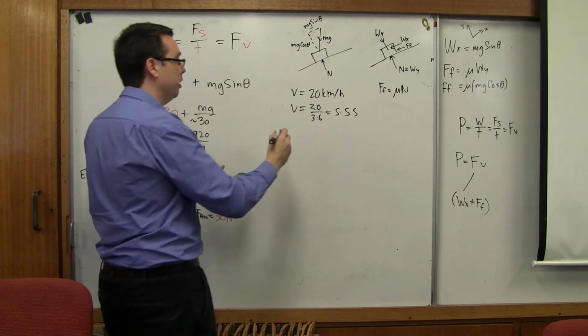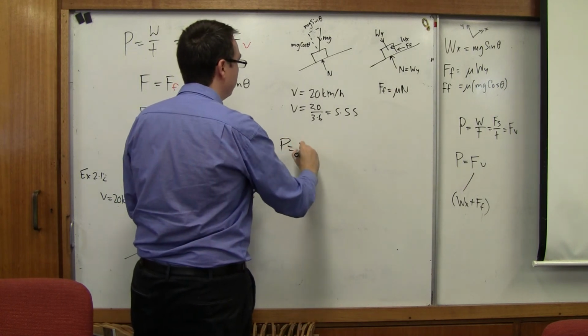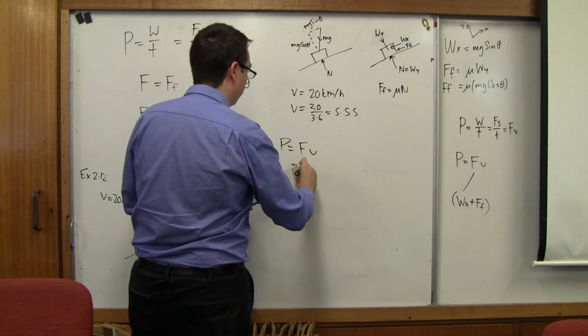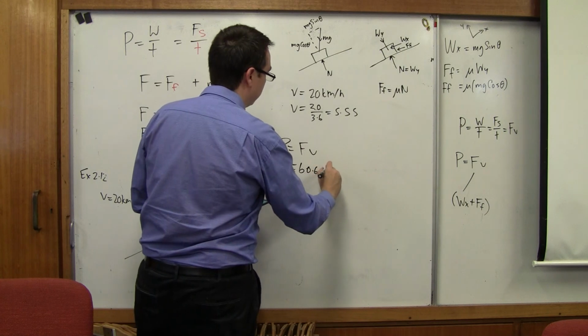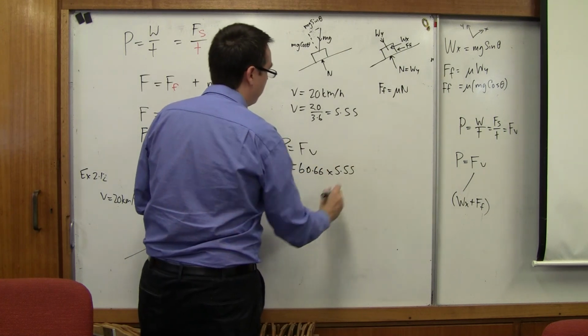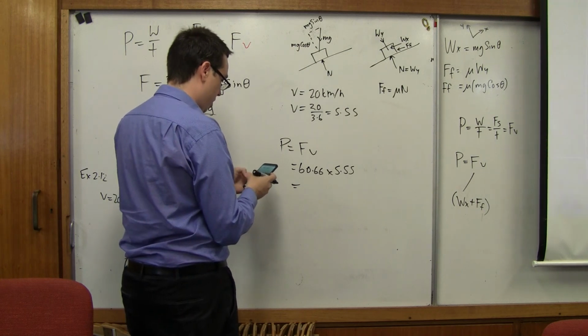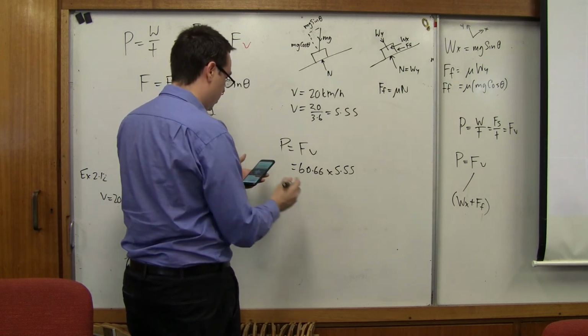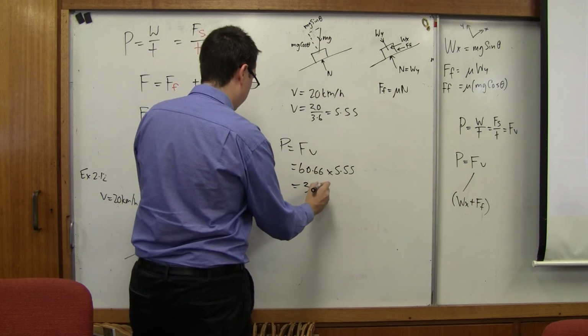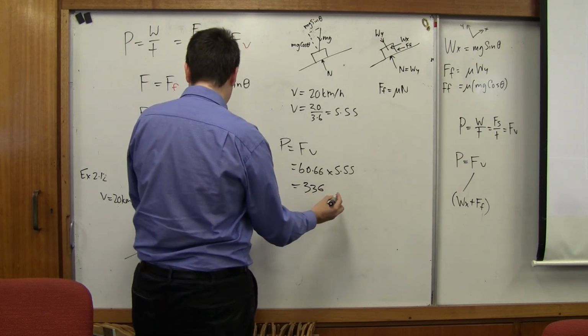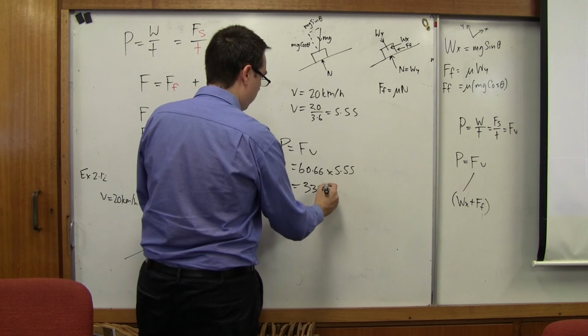Okay, so power is going to equal force times velocity, which is going to equal 60.66 times 5.55, which equals 336. And I just want to check that I'm in the right units. That's going to be watts.